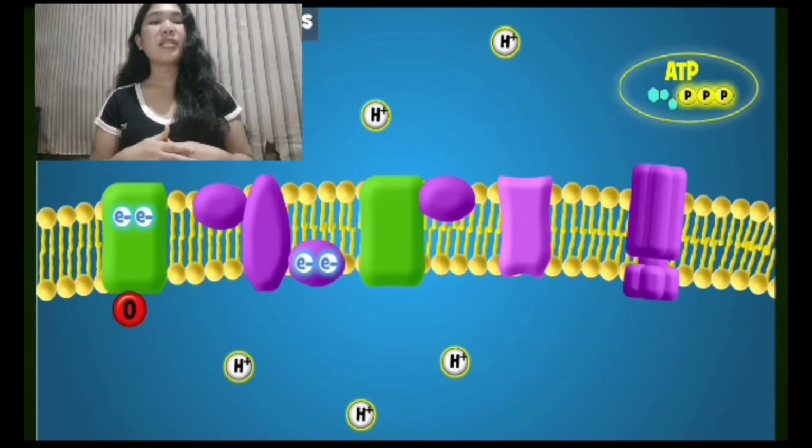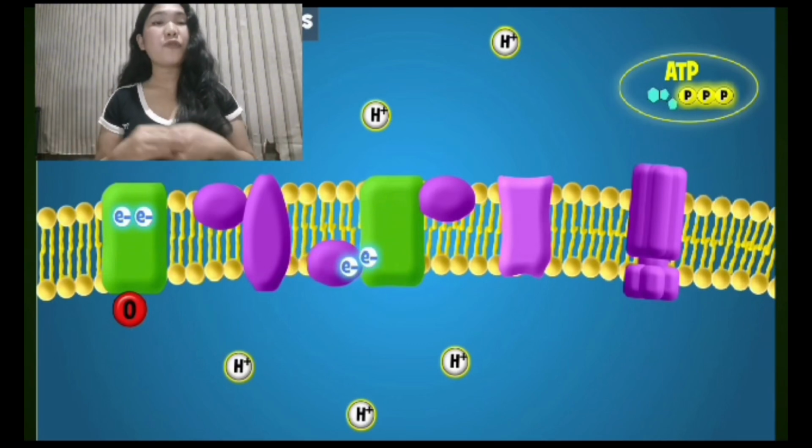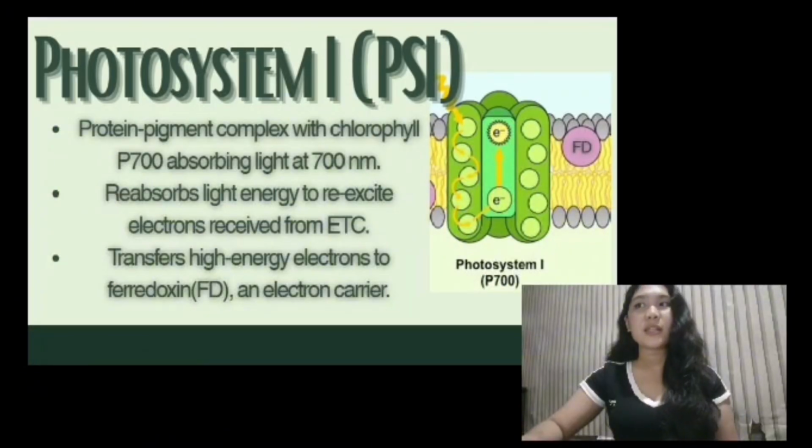When the electrons reach the end of this first electron transport chain, they go to photosystem 1. Photosystem 1 is a protein pigment complex with chlorophyll absorbing light at 700 nanometers. It reabsorbs light energy to re-excite electrons received from the ETC, or the electron transport chain. It transfers high-energy electrons to ferredoxin, an electron carrier.